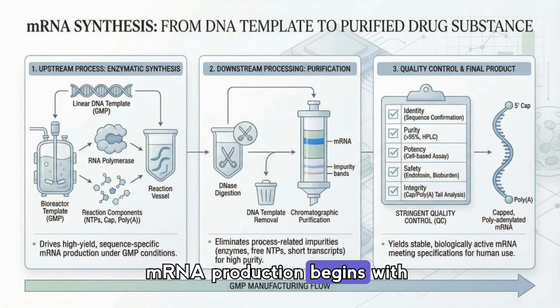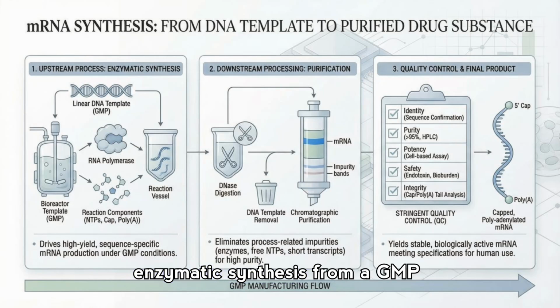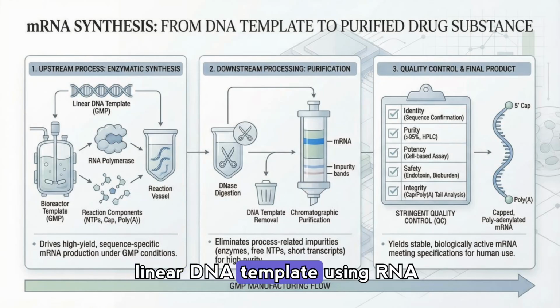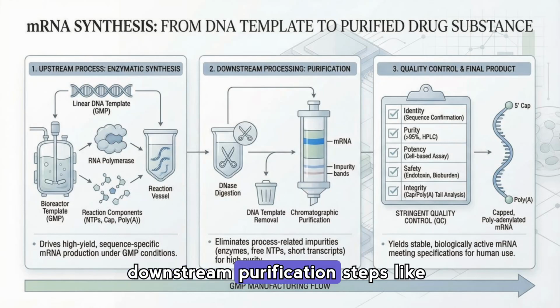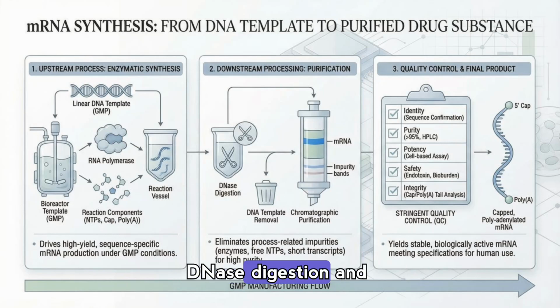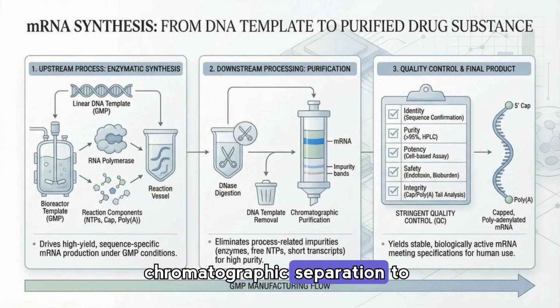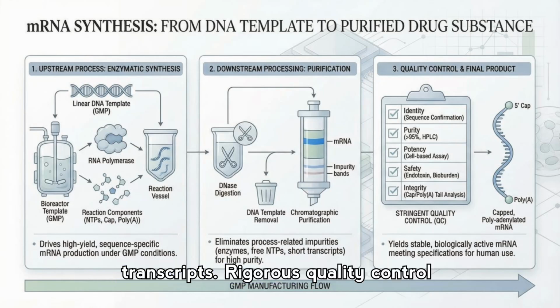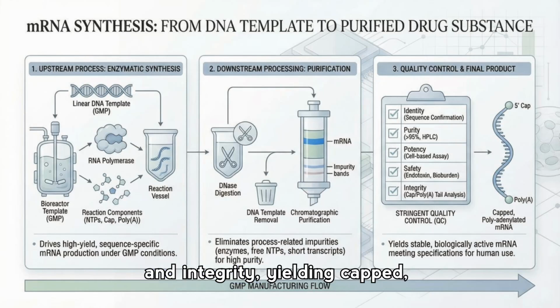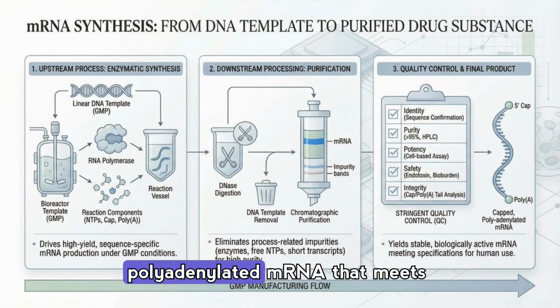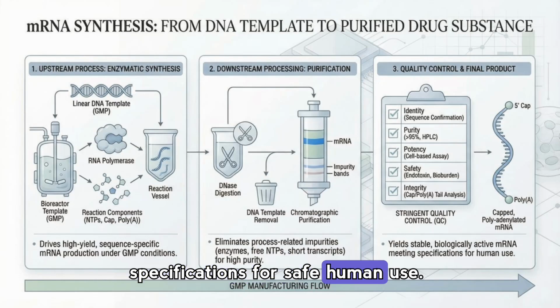mRNA production begins with enzymatic synthesis from a GMP linear DNA template using RNA polymerase, followed by downstream purification steps like DNase digestion and chromatographic separation to remove impurities and short transcripts. Rigorous quality control confirms identity, purity, potency, and integrity, yielding capped, polyadenylated mRNA that meets specifications for safe human use.